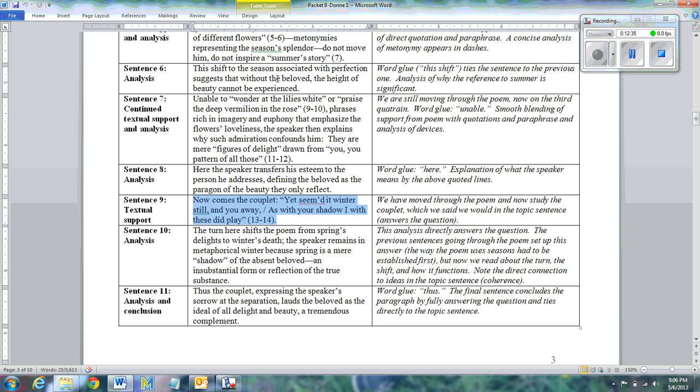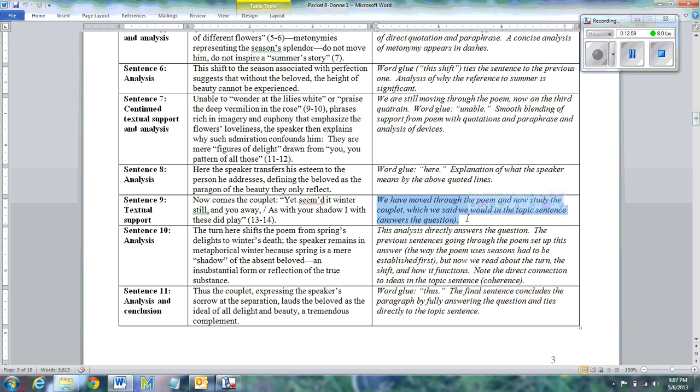Now, after all of these things that I just discussed, see, it's a time marker, that word now. Now comes the couplet. Yet seemed it winter still, and you away, as with your shadow I with these did play. I would highly recommend you quote the couplet in your paragraph in its entirety because that's what the prompt is asking you about. Notice that I used a little slash to show where the line break appeared.